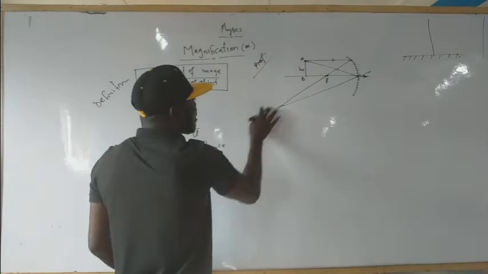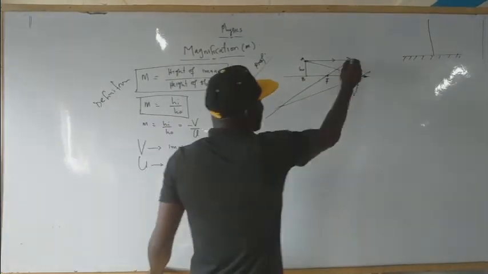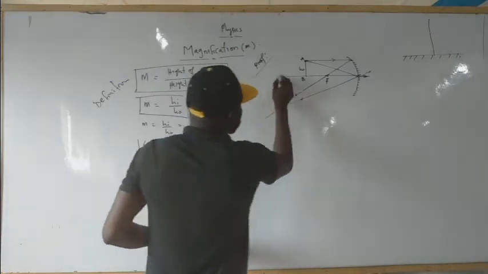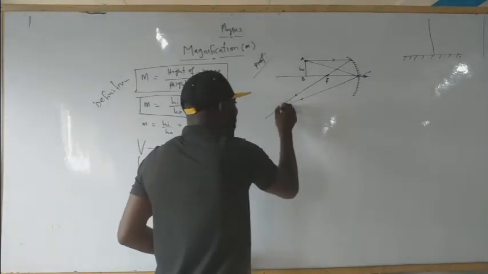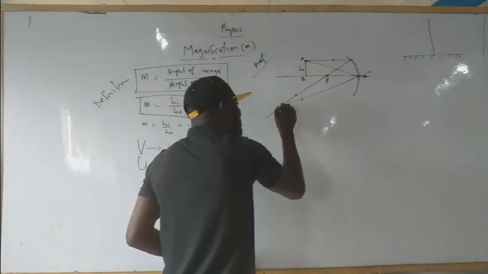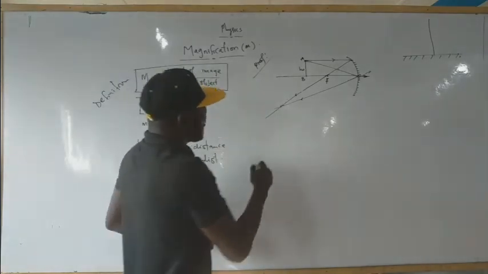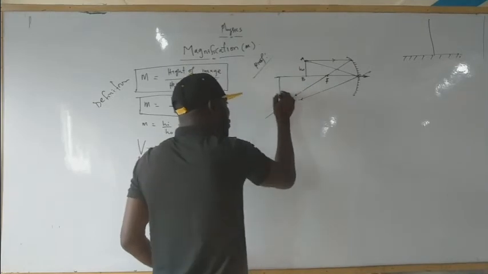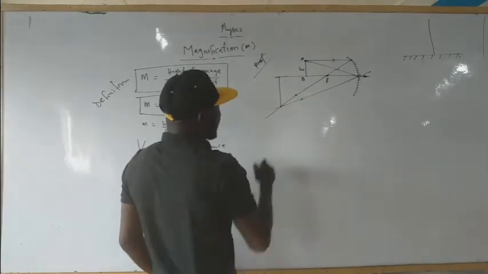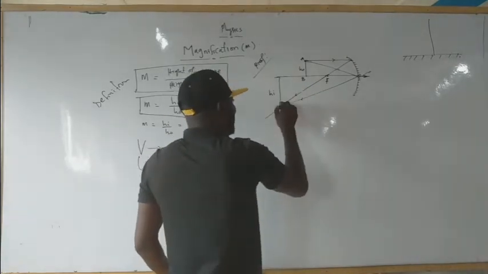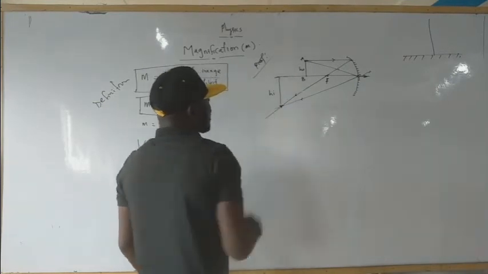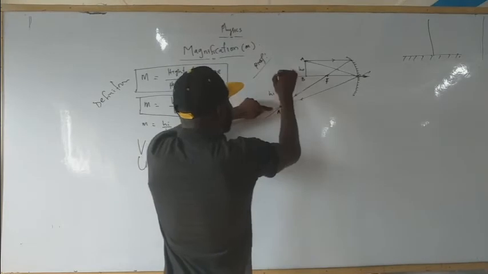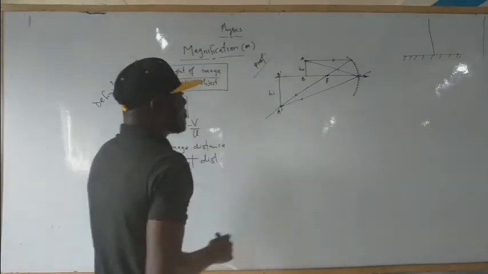So where the two reflected rays intersect, at the point of their intersection, an image will be formed there. So we can decide to draw the height of the image formed. That is HI. We can call this A dash B dash, or A prime B prime.